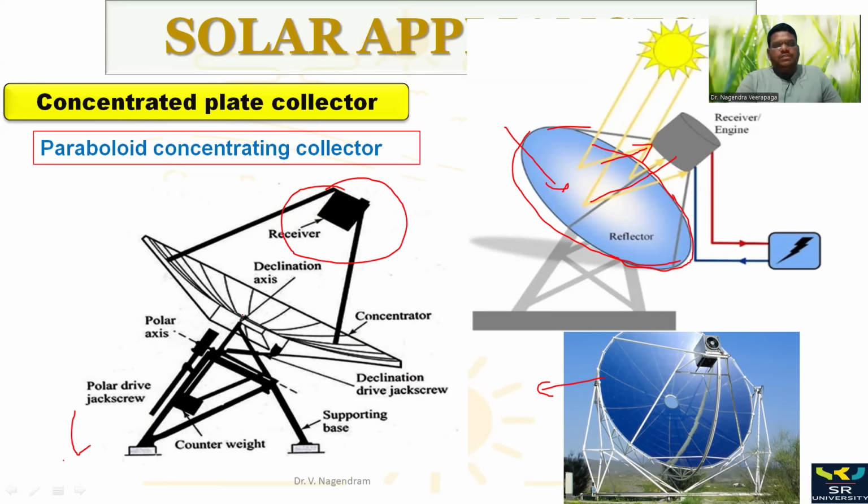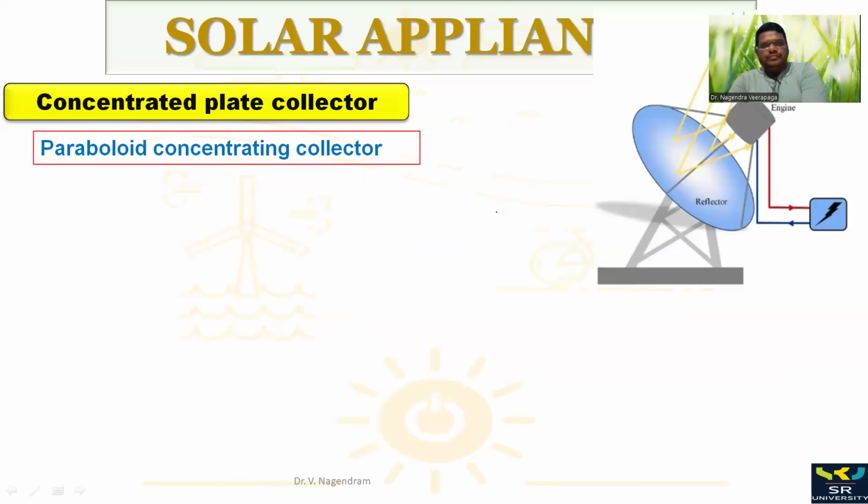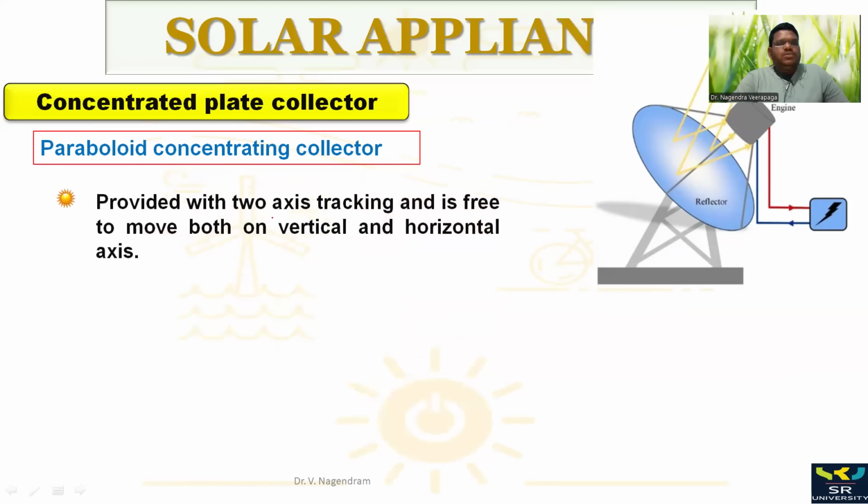This we can also rotate through 360 degrees. In the cylindrical parabolic concentrating collector, we cannot rotate through 360 degrees, but we can rotate this one through 360 degrees, where we can achieve the higher temperature. So this provides two axis tracking and is free to move on both vertical and horizontal axes. As I mentioned, you can move it on the vertical as well as the horizontal axis towards three directions.